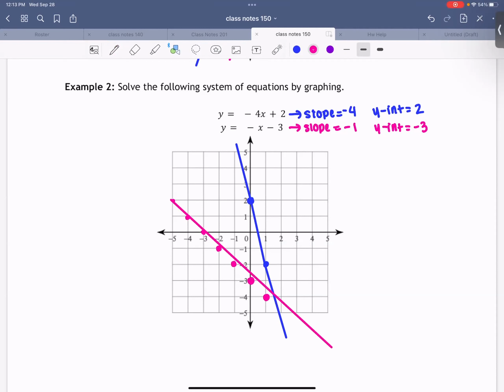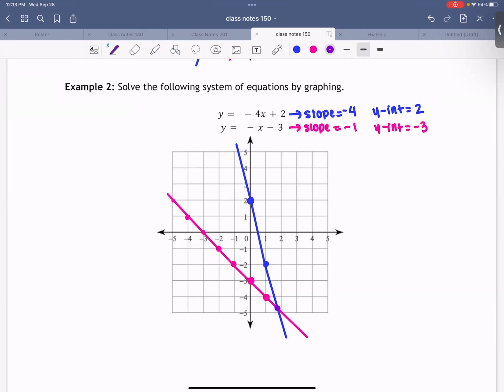Let's see if I can do this right. Oh, that was bad. Let's see if I can do it a little bit better. Let's see. That works. Okay. Looks like my 2 lines definitely do intersect here, right? Let's try to see where they intersect, about here.